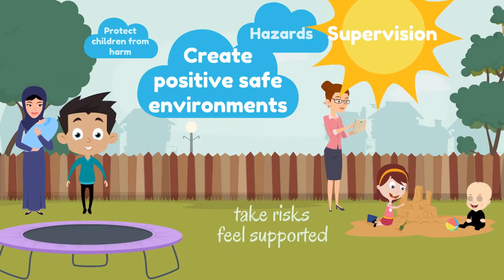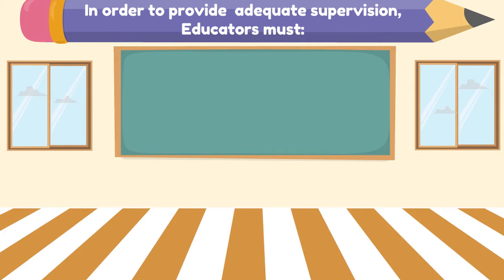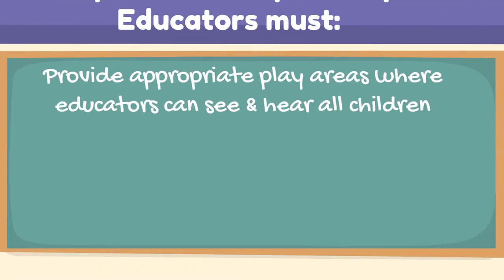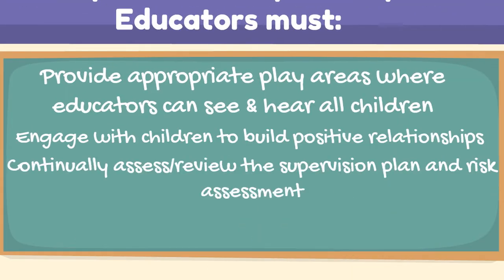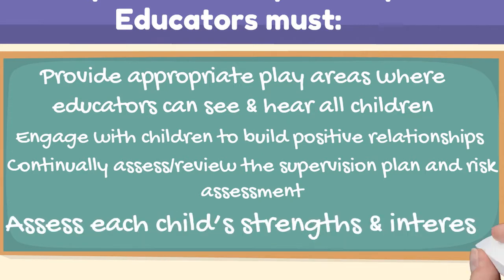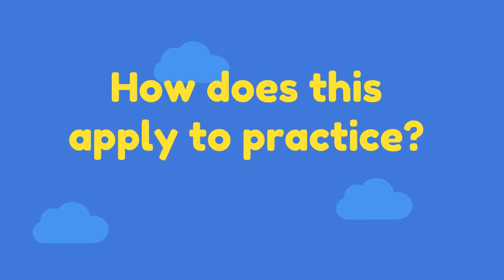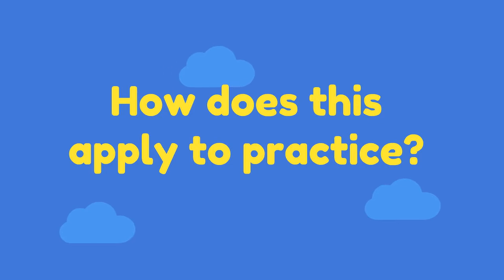To provide adequate supervision, educators must arrange play areas where children are within sight or hearing at all times. They must be actively engaged with children to build strong and positive relationships and continually assess and review supervision plans and risk assessment strategies. Supervision encompasses keeping children safe at all times. This includes during play, transitions, sleep time, nappy change time, and activities outside of the centre.